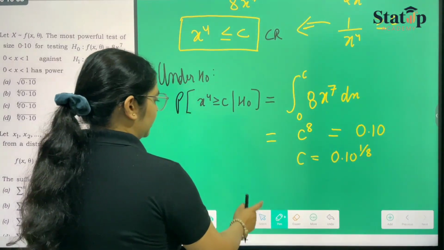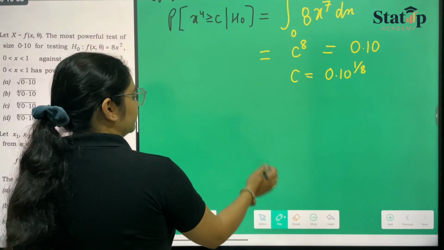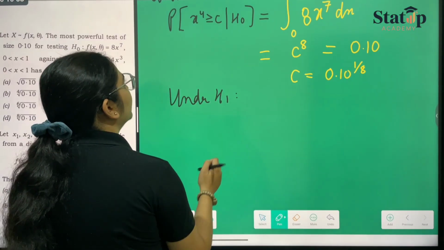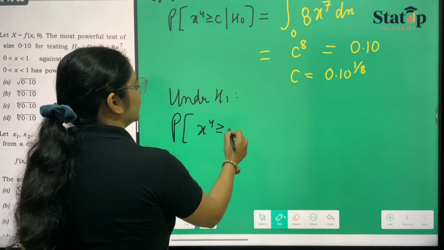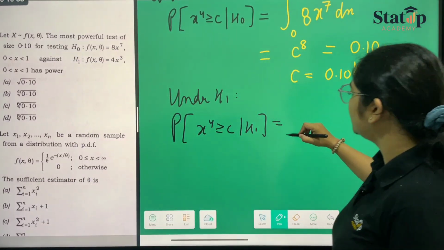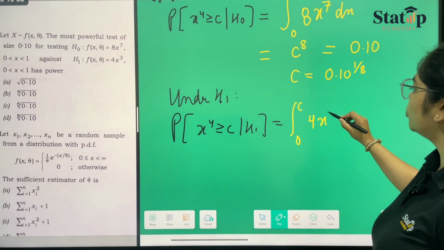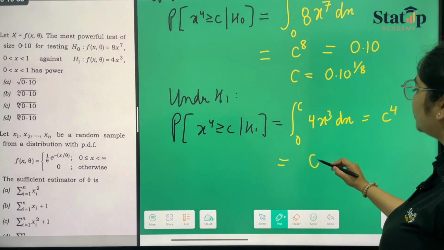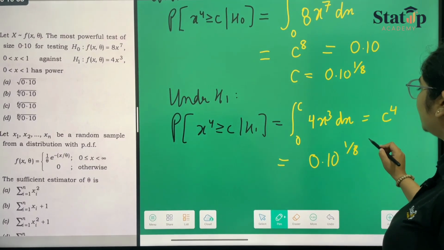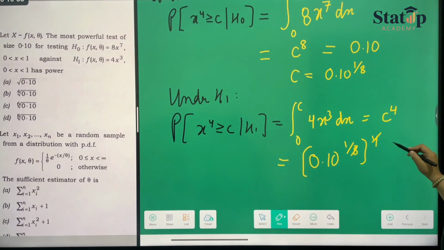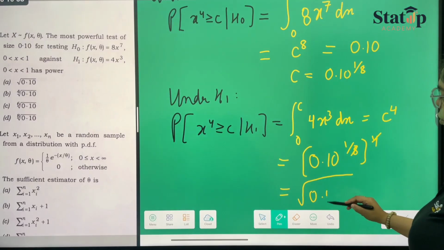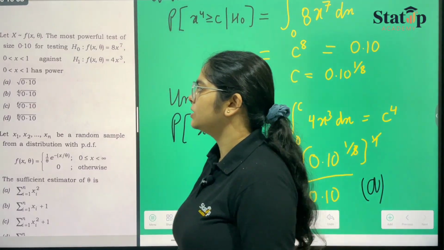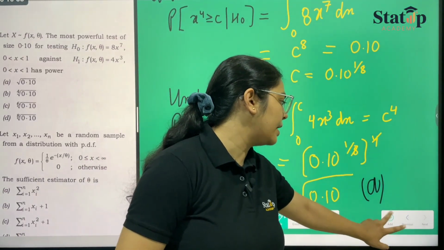Let us consider this in another equation. So under H1, the alternative hypothesis, the probability that x^4 is greater than or equal to C given H1 is equal to the integral with the limit 0 to C of 4x cube dx, which will be equal to C raised to the power 4. And since C has this value, we can put in 0.10 raised to the power 1 by 8, whole power 4. If we cut them down, we are left with the square root of 0.10, which gives option A as your correct answer. That is how you solve this question in the examination.